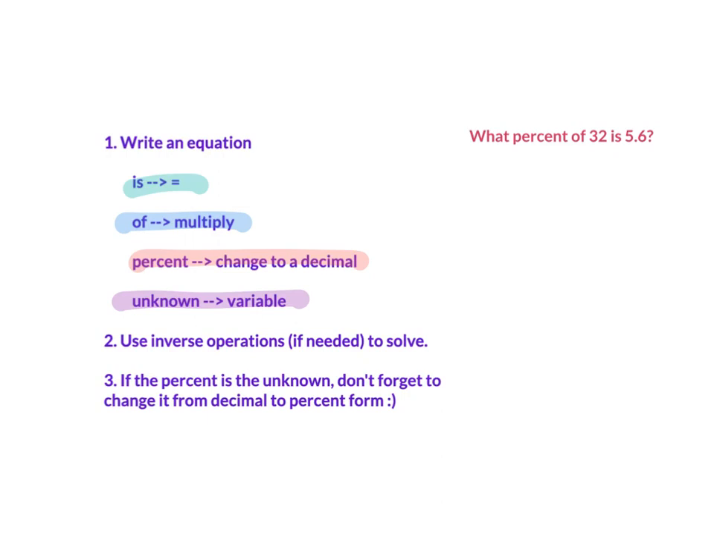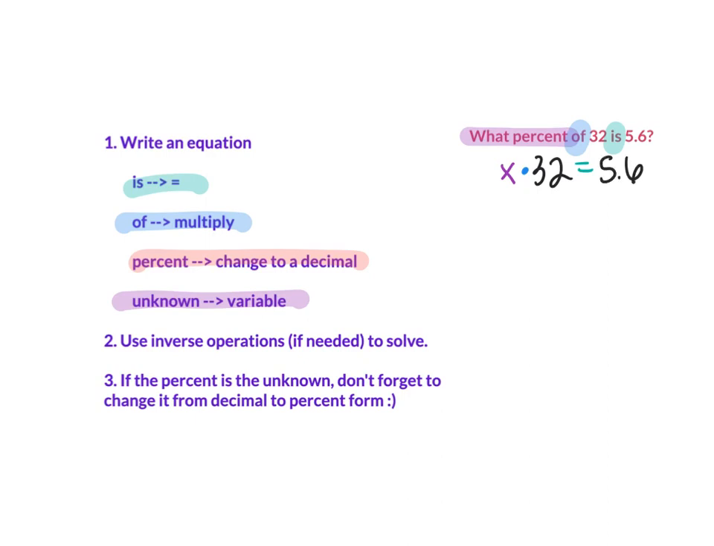All right, this problem says what percent of 32 is 5.6? In this problem, I am starting with the unknown. So when I see "what percent," I'm going to put a variable. Then I see the word "of," and we know that "of" means to multiply. I'm going to multiply by 32. Then I see the word "is" in my equation, so I'm going to use an equal sign and then use the number 5.6.